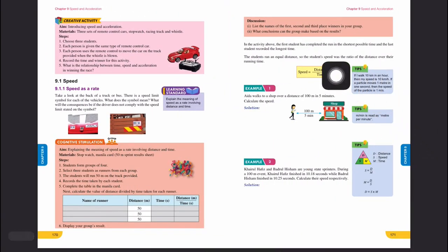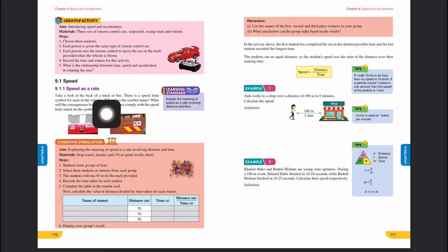So there are a few learning standards that we're going to learn. For the first subtopic, the first one is to explain the meaning of speed as a rate involving distance and time. So the first one, speed as a rate.